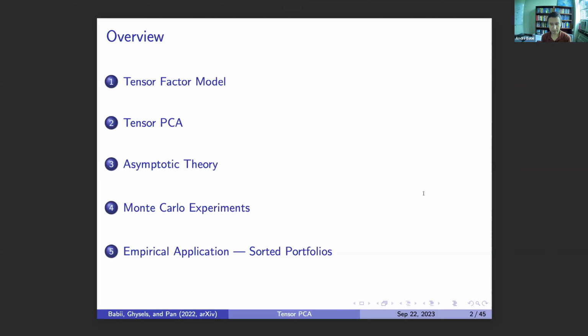Okay, so here's the plan for the talk. First, I will describe a tensor factor model. Second, I will talk about the estimators that we use in this paper, which we call tensor principal component analysis. I'll present some supporting asymptotic theory for these estimators and for a test for the number of factors, some Monte Carlo experiments, and an empirical application to asset pricing, namely sorted portfolios.